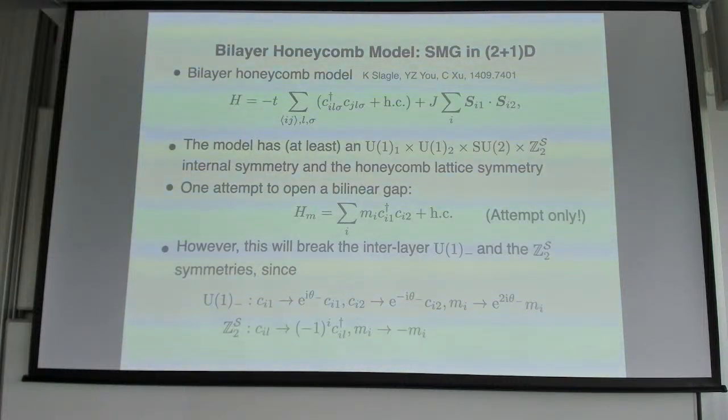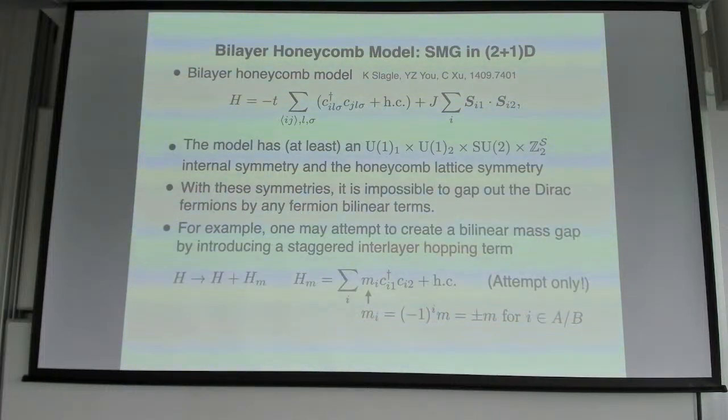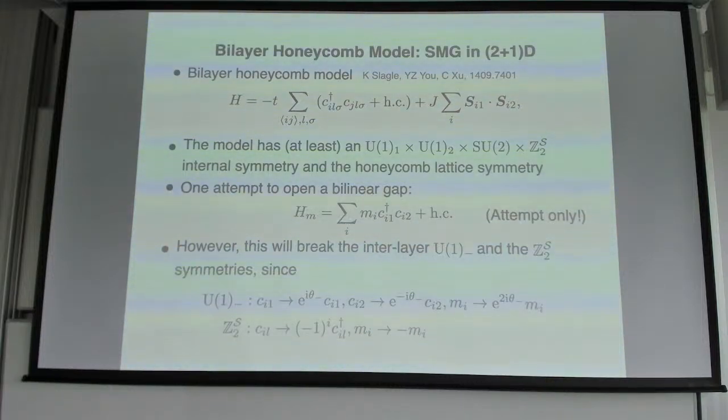For example, by breaking this U1 × U1 symmetry, you can introduce interlayer hopping to the system. And then I should say this is only an attempt to do that. If you introduce such an interlayer hopping term with a particular staggered pattern, when this hopping coefficient is opposite for A and B sublattice, then you can diagonalize the band structure again, and you will find that there will be a gap open for this Dirac fermion, just trust me. So this is a way to create a bilinear term, a gap for these Dirac fermions.